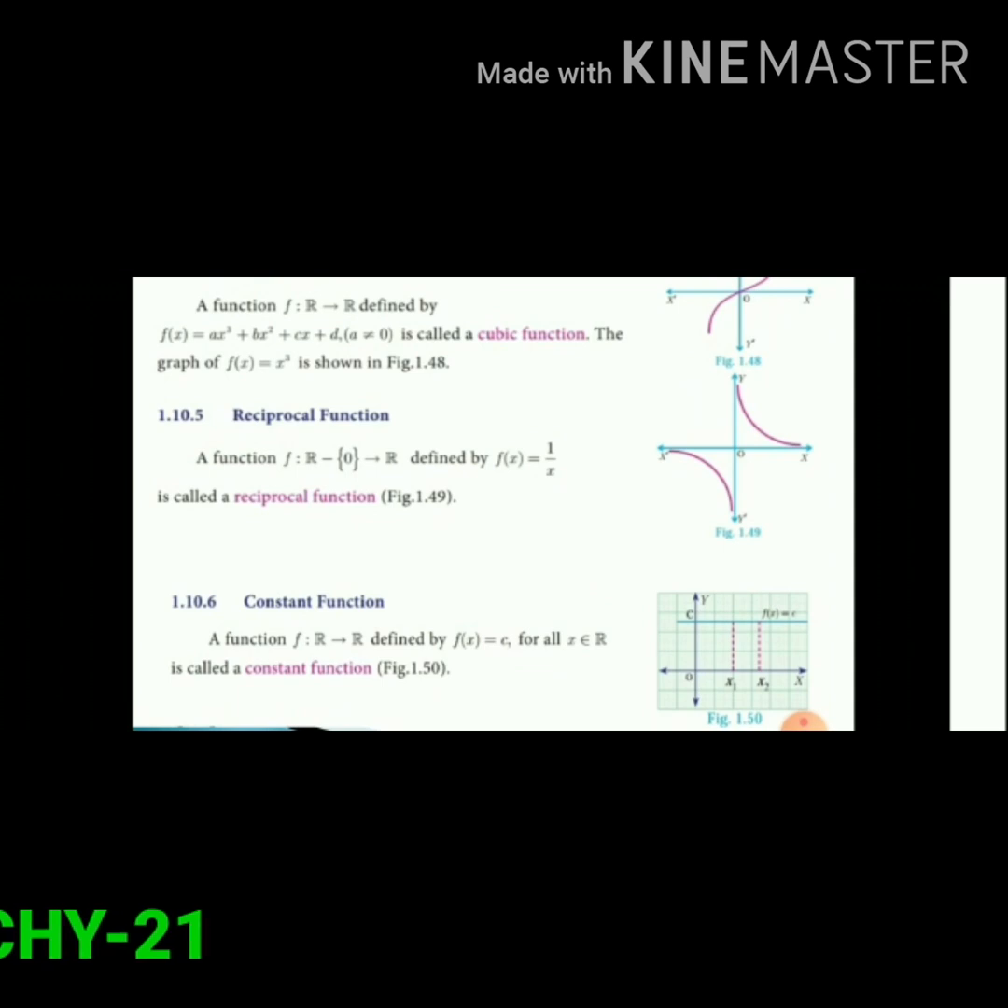The next one, constant function. A function f from R to R defined by f of x is equal to c for all x belongs to R is called a constant function. These are some examples of constant function graphs here.